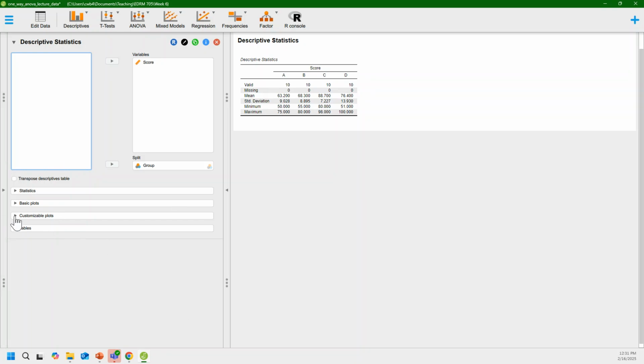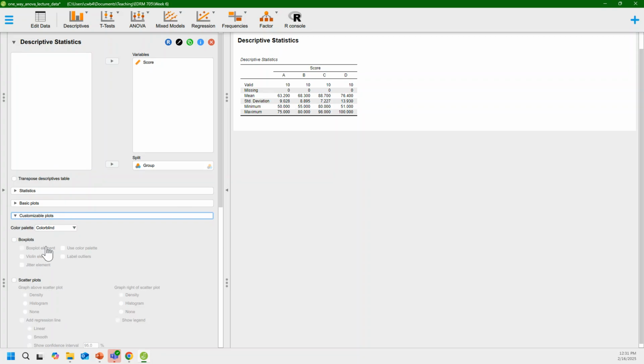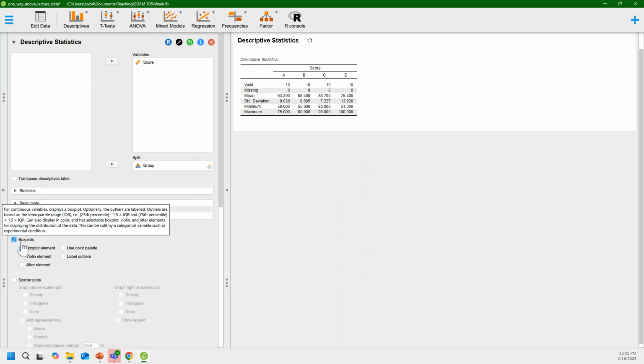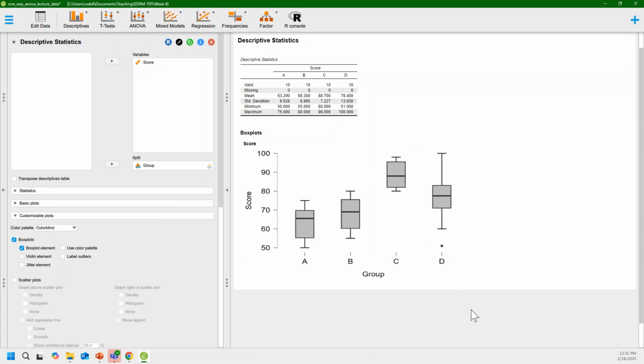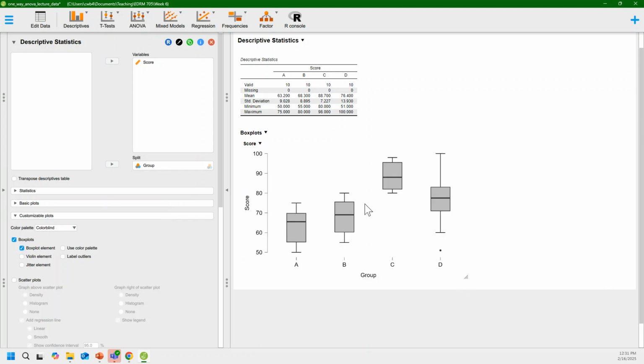I really like when I'm looking at Way ANOVAs, using the box plots because we'll be able to see the entire distributions across those groups and be able to compare them, right? So I went to customizable plots here. I clicked on the box plot, and this is my box plot here. And so I can kind of see, yeah, these things overlap here.